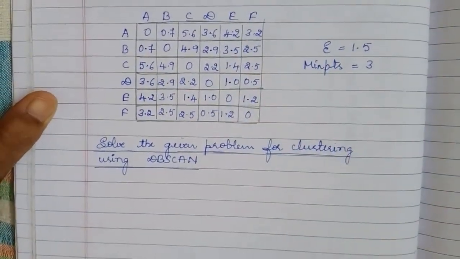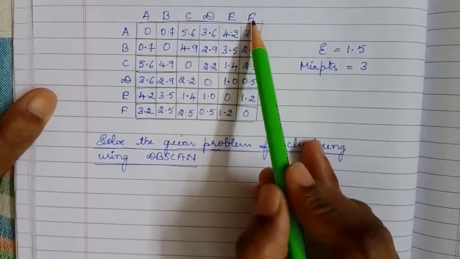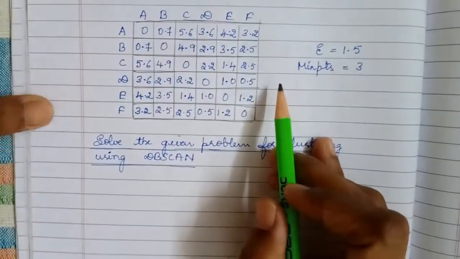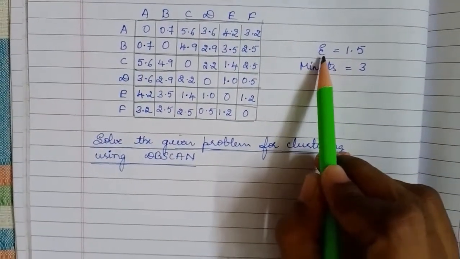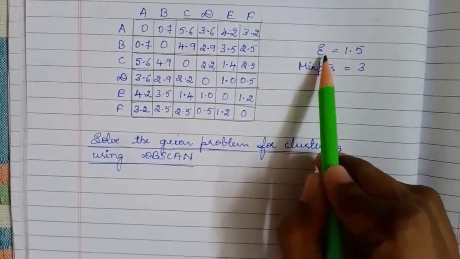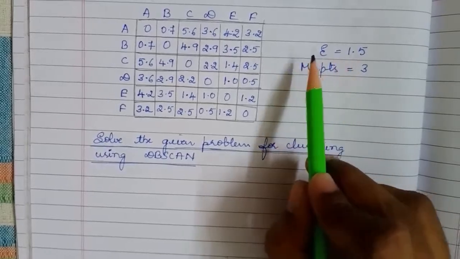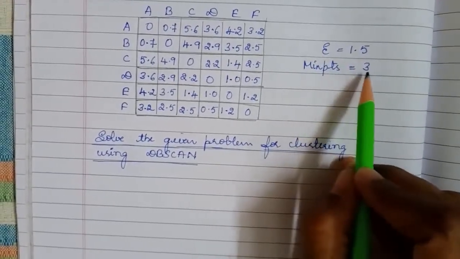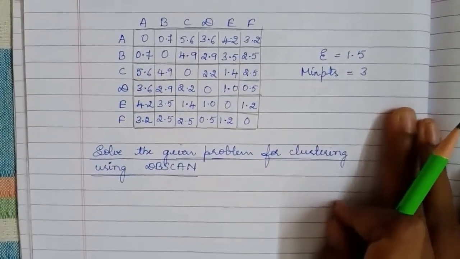Now you can start visiting any of the points however you want. I'm starting from point F. So what is the minimum requirement here? Epsilon should be 1.5. Epsilon is the radius of the circle, and if you draw a circle with 1.5 radius from a point, there should be a minimum of 3 points inside the circle. That is the DBScan rule.